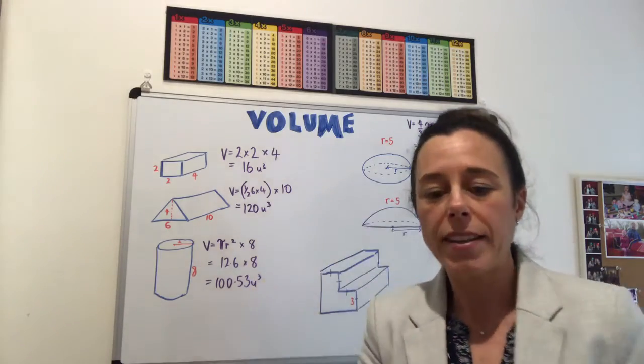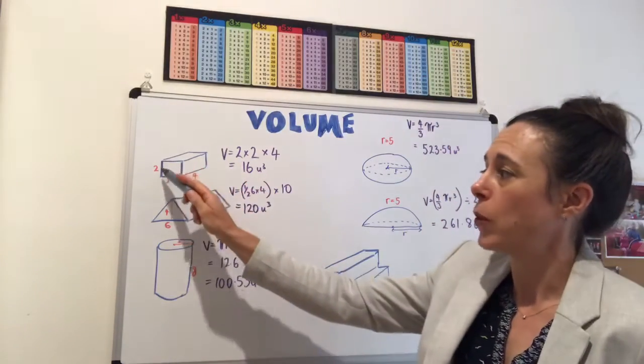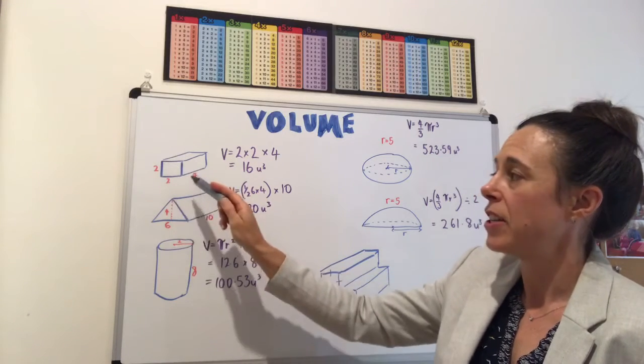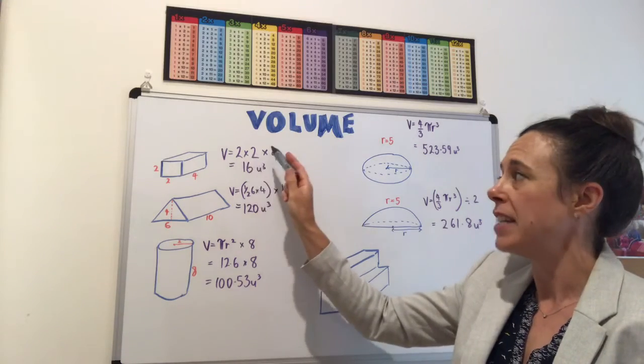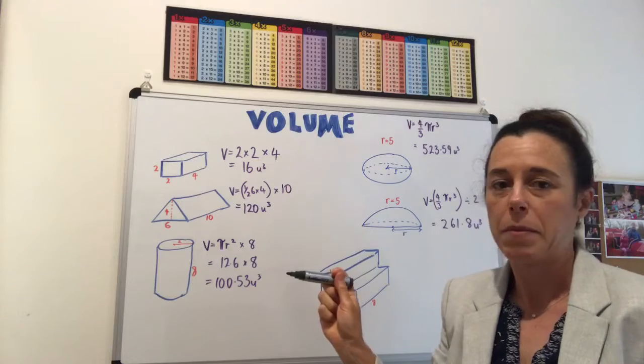Okay, so that's the principle we're going to start with, and we see we have a square-based prism here, so we're going to do the area of the end times the length. So we have 2 by 2 gives us the area of the end, times by the length will give us the total volume of the shape.